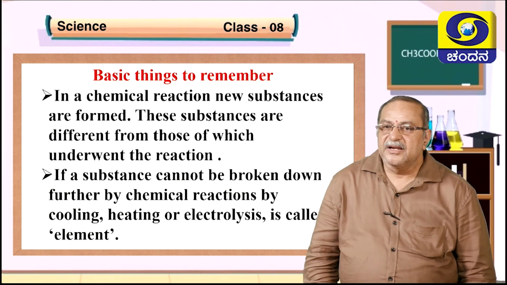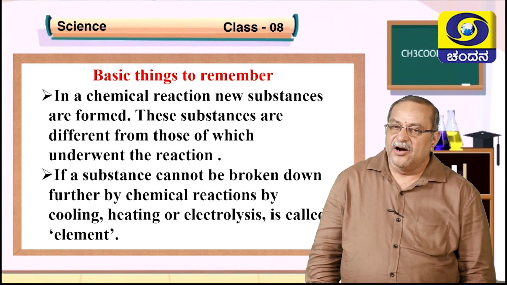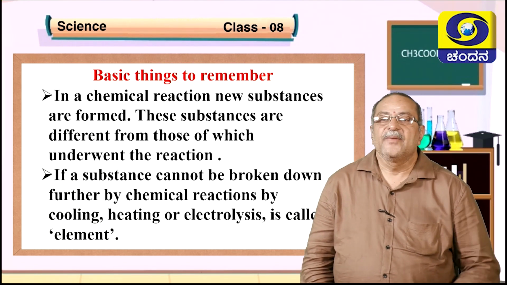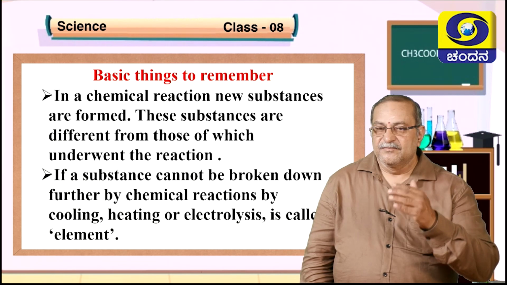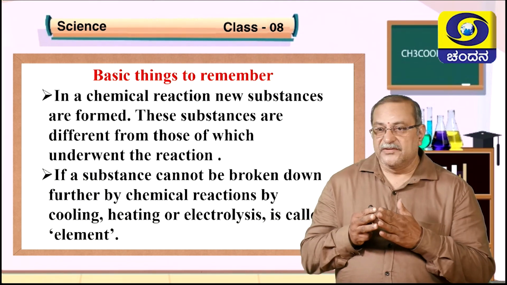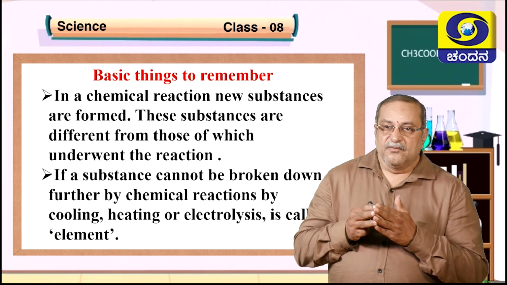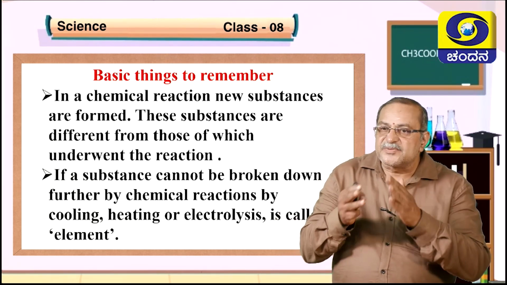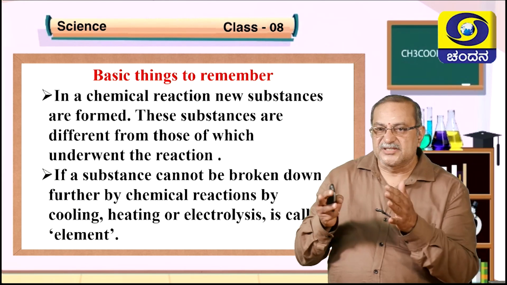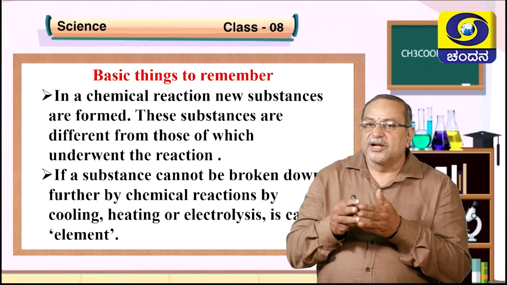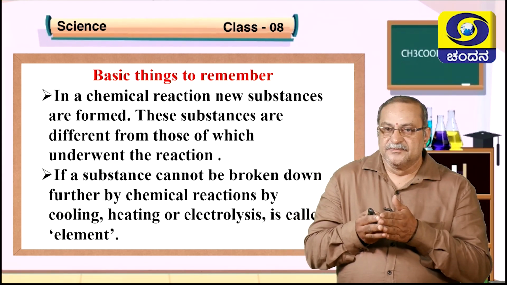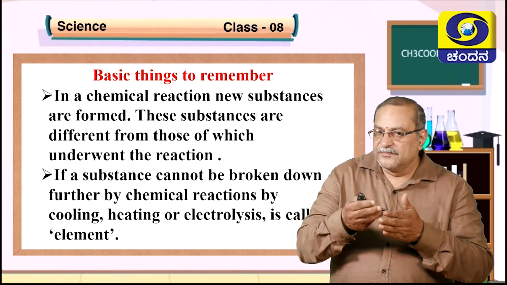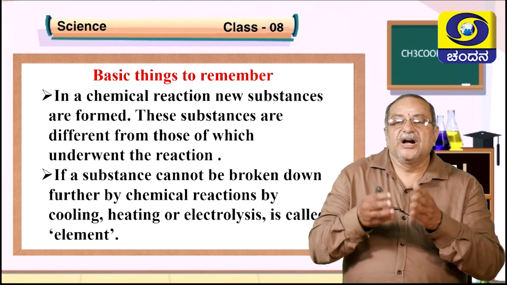In a chemical reaction, new substances are formed. These substances are different from those which underwent the reaction. Children, what is a chemical reaction? In a chemical reaction, new substances are formed. Two or three substances will combine together to form a new product here. So the substance which is formed is entirely different from those which underwent the reaction.